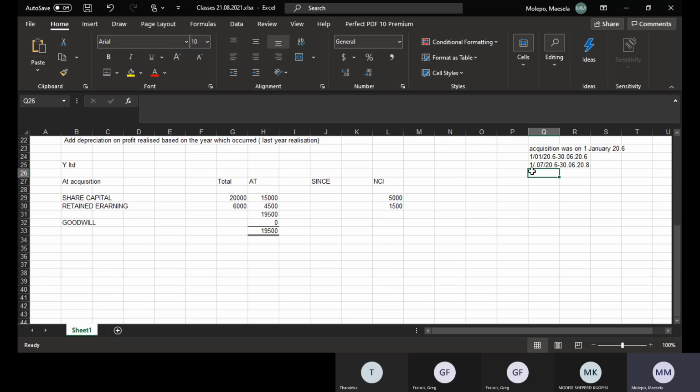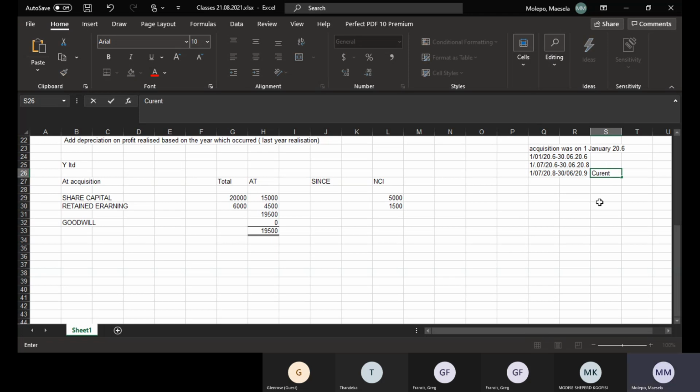And then our current year will run from 1 July 2008 to 30 June 2009. So this will be current. This part will fall under since acquisition to beginning. And then this one will also fall under the since acquisition to the beginning.